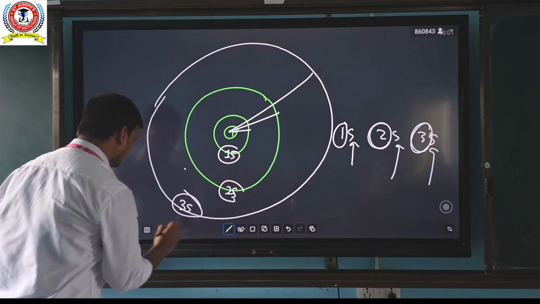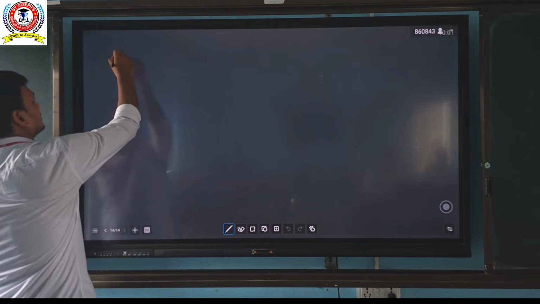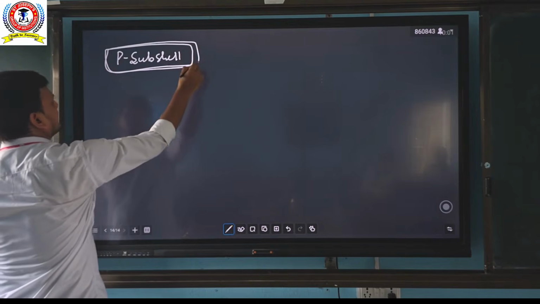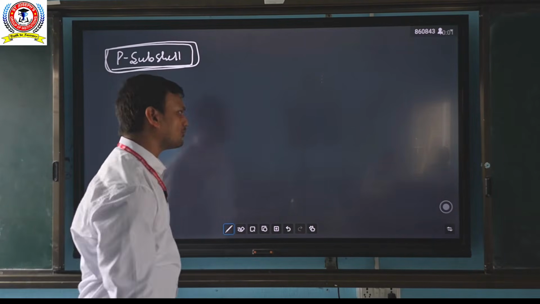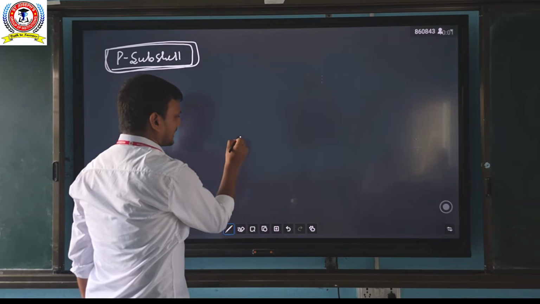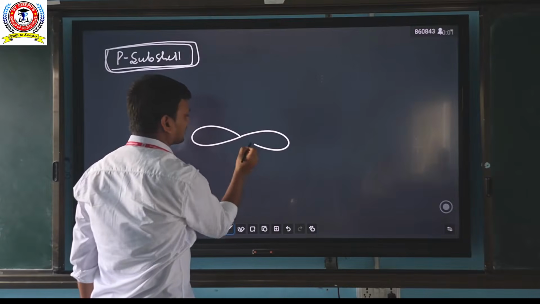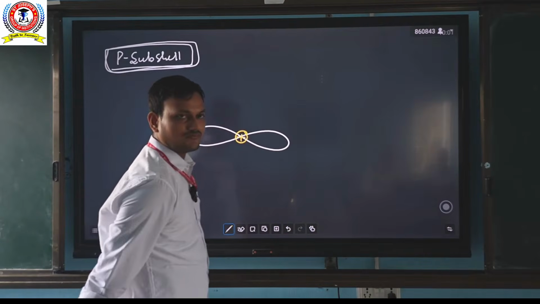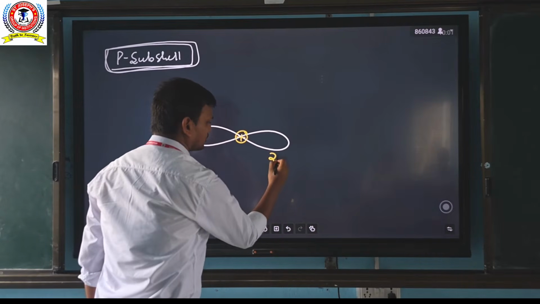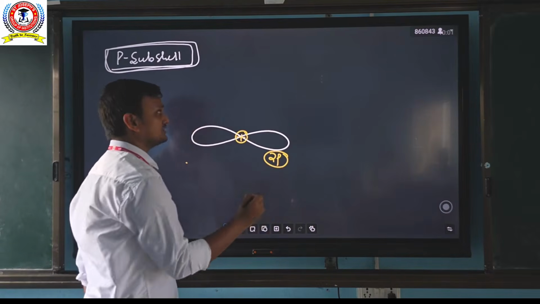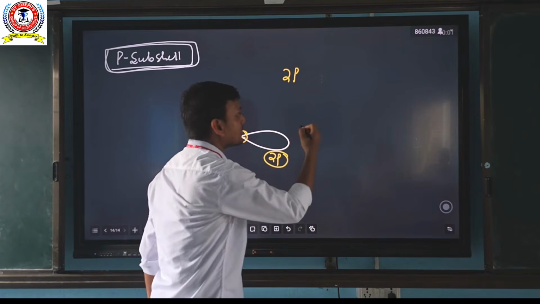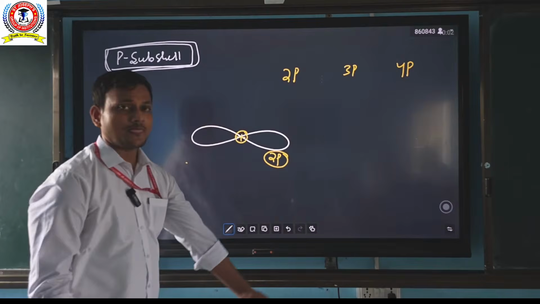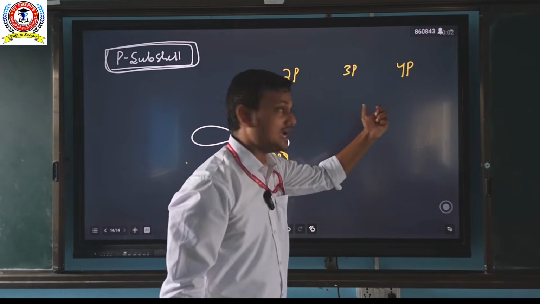Let's come to the p subshell. Students, we know that in the second shell the p subshell is present, because there is no p subshell inside the first shell. Suppose this is your 2p, this is your 3p, and this is your 4p.